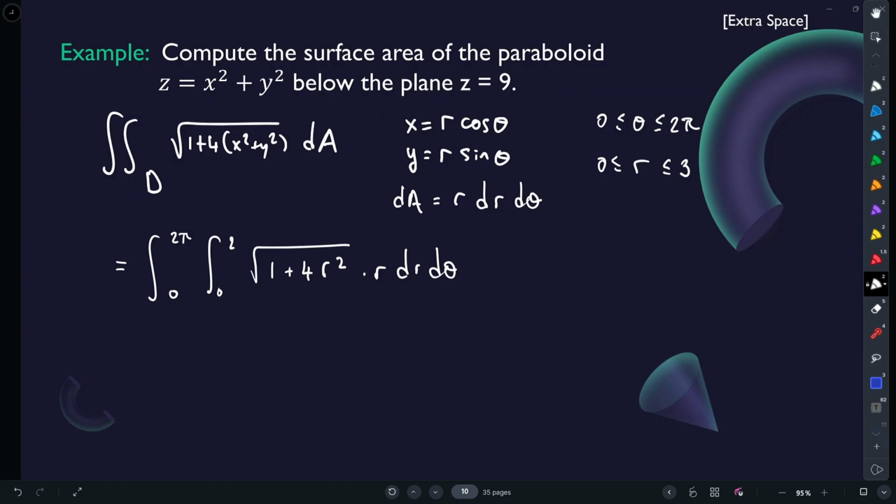Good point. Thank you. Yep. We said that the radius was going up to 3. Any other questions about this change of coordinates?